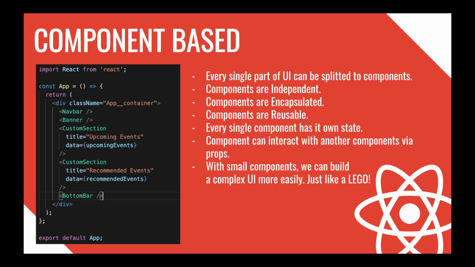Components will communicate with each other via props. I will explain it in more detail in the next video. So, with small components, we can just focus on building every single component, and with those components, we can build a complex UI more easily, just like a Lego. Just pick a component and then use it to build a complex UI.